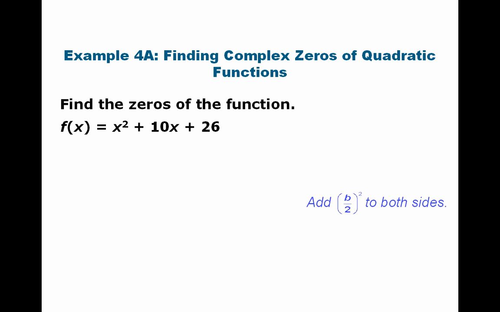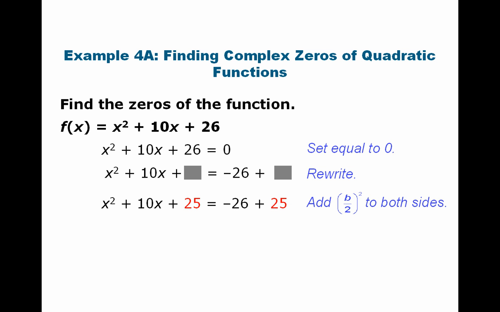Okay, now let's find the zeros of this function, f of x equals x squared plus 10x plus 26. So first thing we need to do is set this equal to 0 because we're finding the zeros. And if we do completing the square, so we move the constant term over and add a box to each side. Remember that the box is b/2 squared. So here b is 10, divided by 2 is 5, squared is 25, so each of the boxes is 25. Now the left-hand side is a perfect square trinomial that factors into x plus 5 times x plus 5, or x plus 5 squared, and the right-hand side is negative 1.